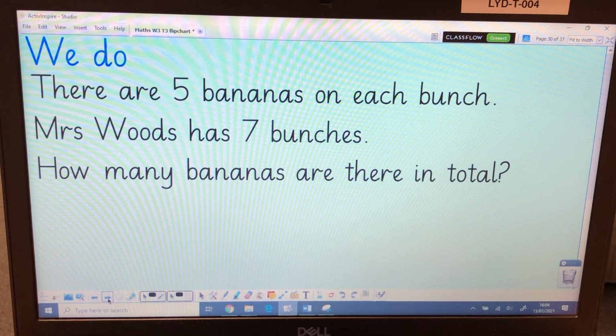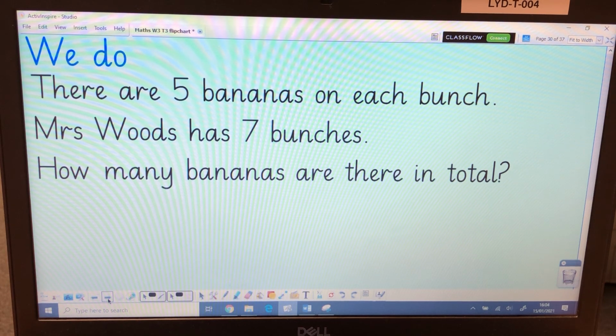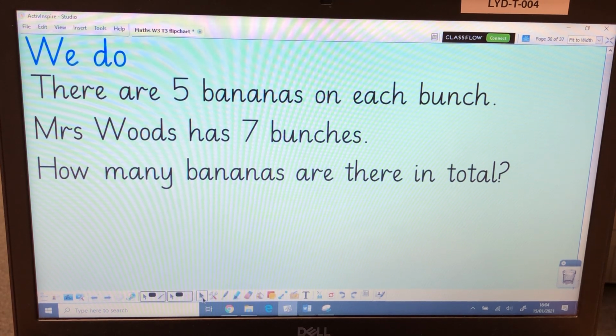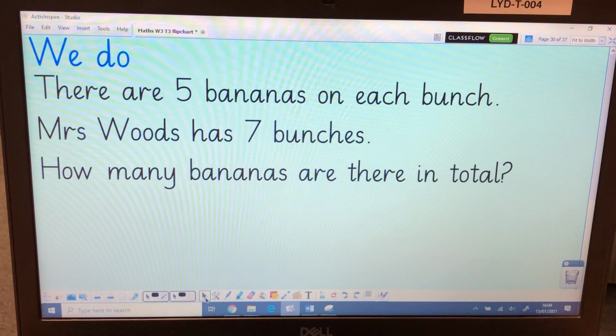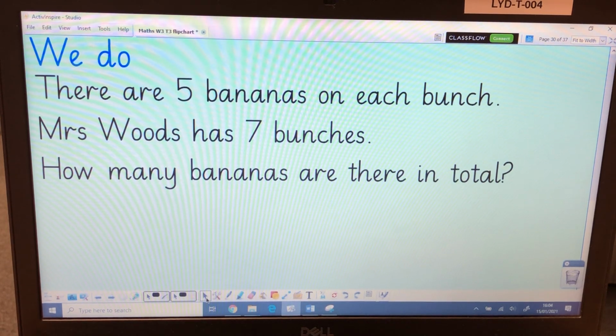Now, we're going to do this together because we did some word problems with the 2 times table, and you did a brilliant job with that. So instead of me going through it on my own, I want you to have a go at going through this with me and writing it down as well. So let's read it first. There are 5 bananas on each bunch. Mrs. Woods has 7 bunches. How many bananas are there in total?